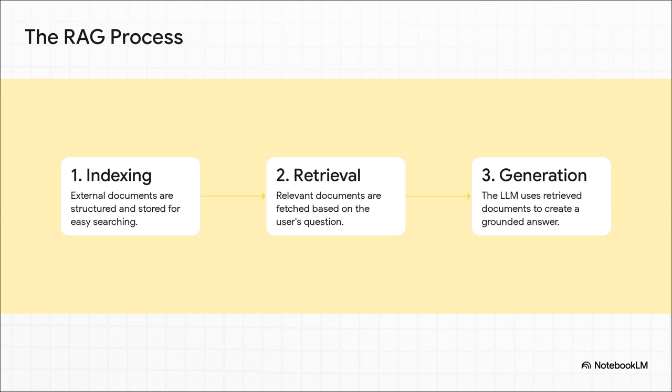Then there's retrieval. When you ask a question, the system zips through that database and pulls out only the chunks of information that are the most relevant to your specific query. And finally, generation. This is where the LLM gets your original question plus the relevant stuff it just retrieved. It uses both to build a completely new and much more informed answer.